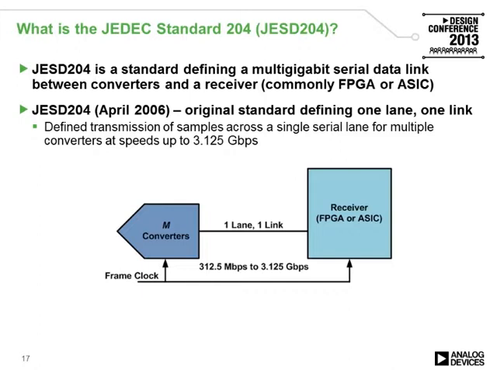The lane is a physical interface between M number of converters and the receiver, which consists of a differential pair of interconnect utilizing current mode logic drivers and receivers. The standard needed to be revised to incorporate support for multiple aligned serial lanes with multiple converters to accommodate increased speeds and resolutions of converters.